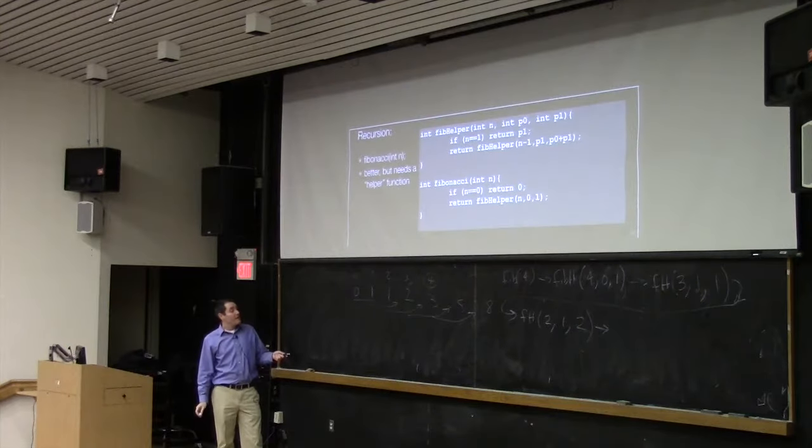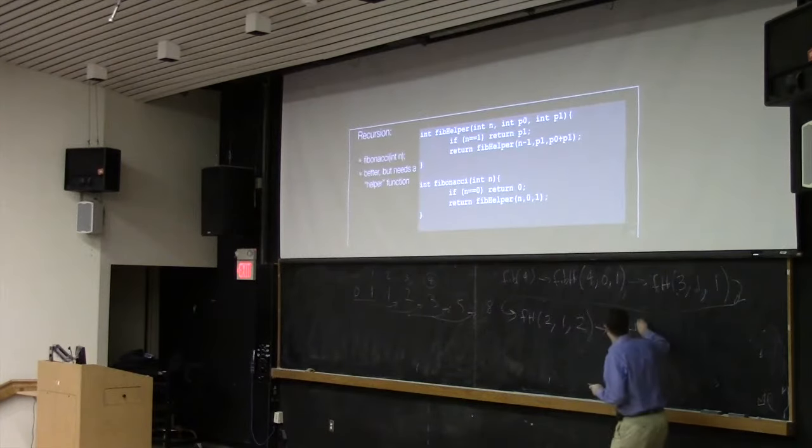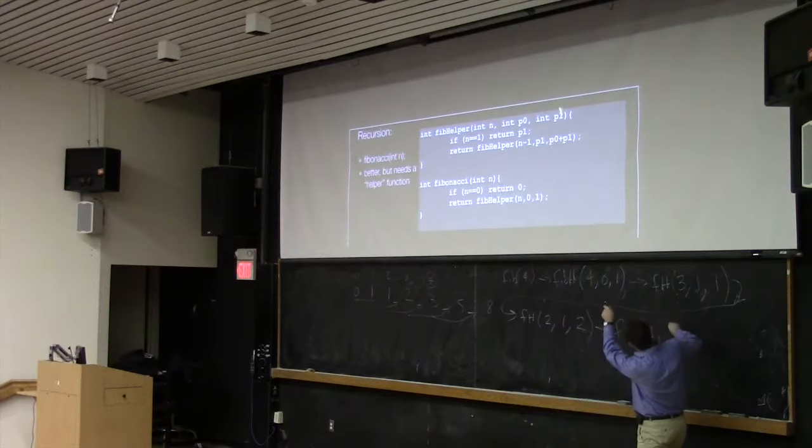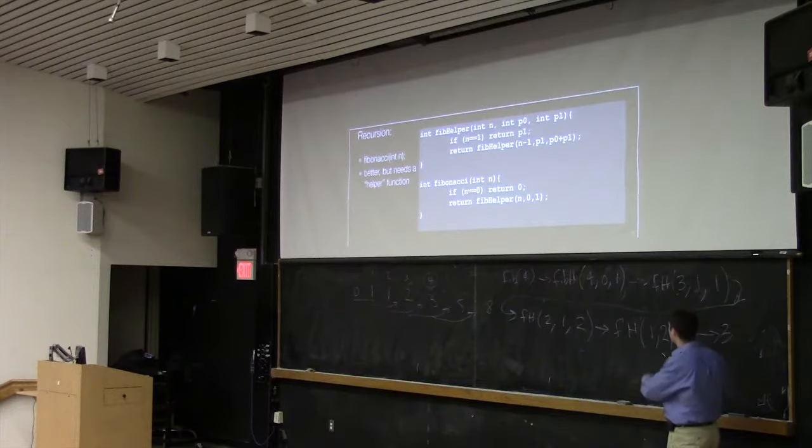And then this calls fib helper of 2, 1, 2. Is 2 equal to 1? No. So this one calls fib helper of 1, and then p1 is 2, and then 2 plus 1 is 3. And let's see. This one says, is n equal to 1? Yes, it is now. Fib helper is now 1, 2, 3. So what do we return? We return p1, which is this one. So this returns 3, which got returned from this one, and this one, and this one, and this one. And our answer is 3.